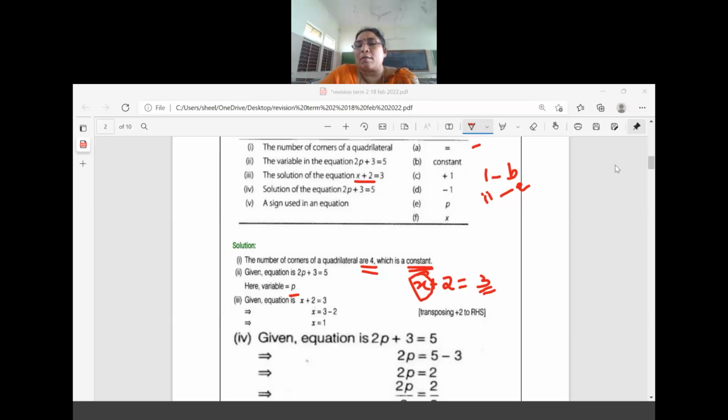If you don't know this transposing method, you can go for the trial and error method only. So in the trial and error method we can put 1 here. So 1 plus 2, x value I'm giving 1. What is 1 plus 2? 1 plus 2, that is 3 only. It is equal to 3.